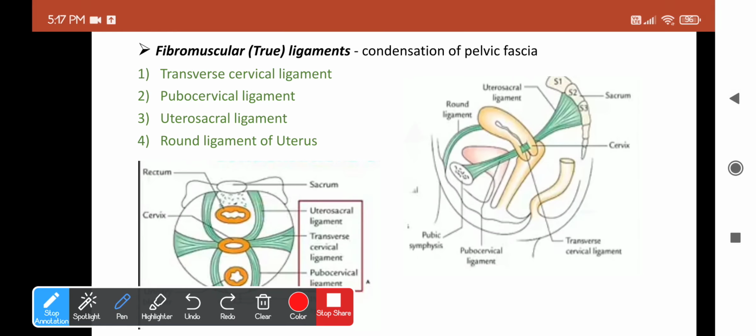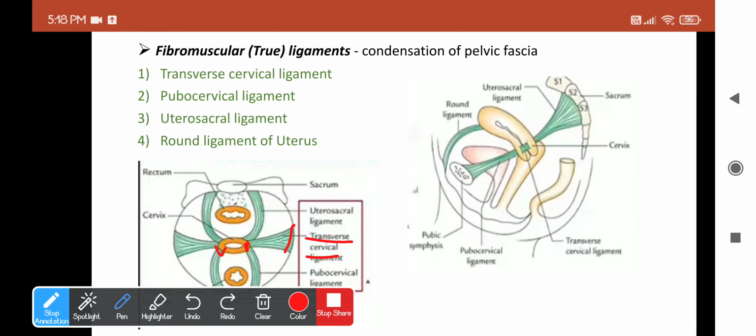So the first one is called the transverse cervical ligament. This is otherwise called the McIntosh or the cardinal ligament because it's a very important one, formed by the condensation of pelvic fascia, which you can see over here. This is the transverse cervical ligament. Each ligament forms a fan-shaped fibromuscular band and extends from the lateral aspect of the cervix and upper vaginal wall to the lateral pelvic wall. Okay, being a transverse one, it will be crossing the pelvic cavity, right? So it extends from the lateral aspect of the cervix and vagina to the lateral wall of the pelvis and prevents the downward displacement of the uterus.